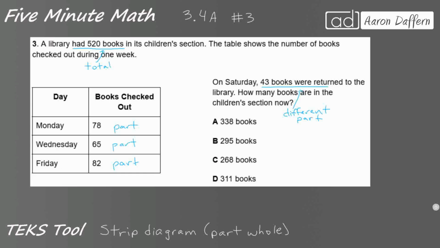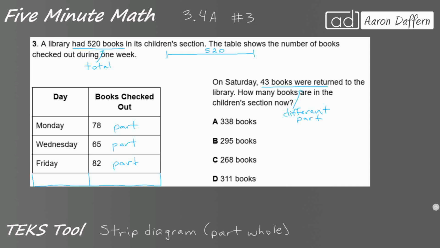So let's start with what we have over here on the left. We have a children's library book section with 520. So what I'm going to do is create a strip diagram. I'm going to make my total right here. I'm just going to list 520. Now, even though there are only 3 rows, I'm going to add a 4th row because there is a number that we need to figure out that is not necessarily a part of it.